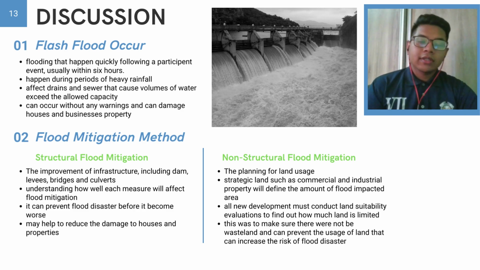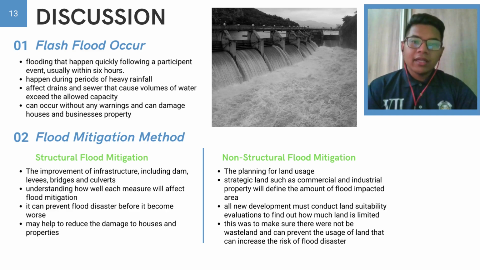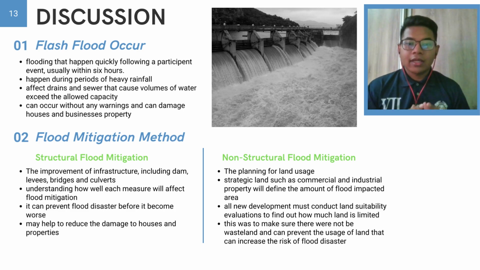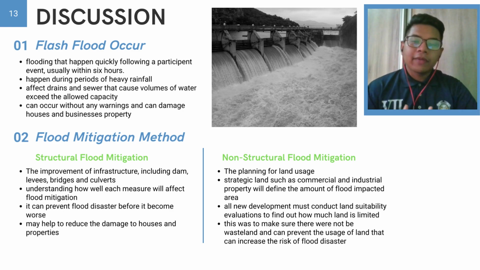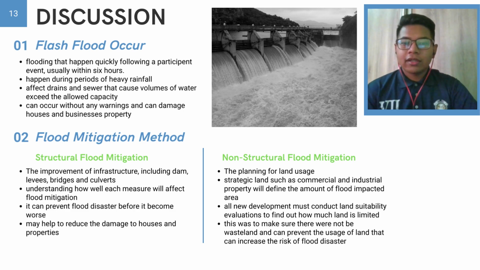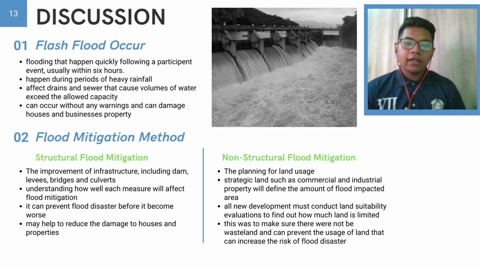Okay, for the non-structural flood mitigation, the method that we can use is planning for land usage. The strategic land, such as commercial and industrial property, will define the amount of flood impacted area. All new development areas must conduct a land suitability evaluation to find out how much land is limited. This is to make sure that there is no creation of wasteland and can prevent the usage of land that can increase the risk of flood disaster.